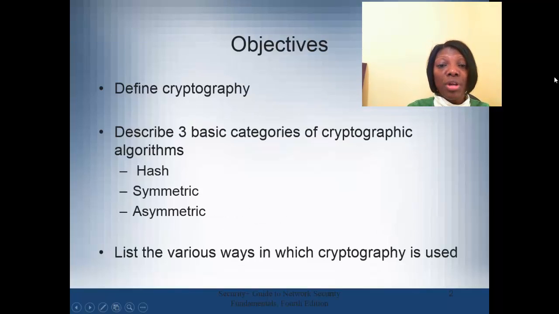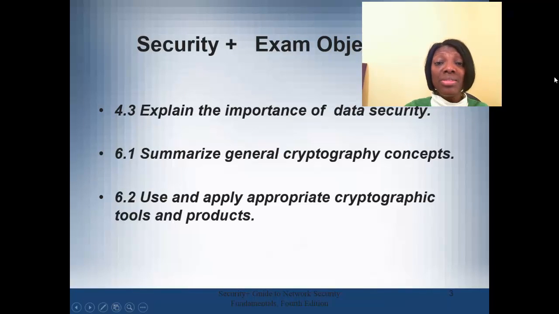And if you look here on the overhead, I do have the exam objectives that are mapped to the Security Plus. There are only three discussed in Chapter 11. The first objective is 4.3, to be able to explain the importance of data security, which we've been talking about for the last 11 chapters. Then 6.1, we're going to summarize general cryptography concepts. And then 6.2 is to use and apply appropriate cryptographic tools and products. So those are all of the topics that we're going to look at in Chapter 11 to lay a foundation for when we start Chapter 12.